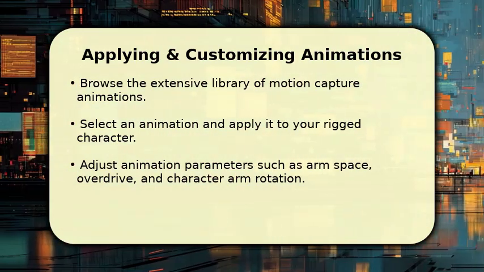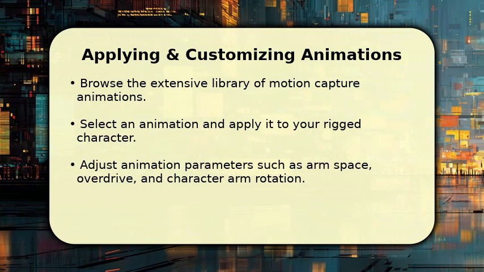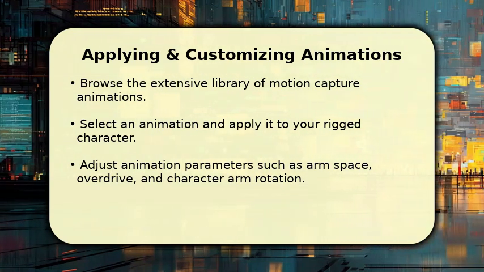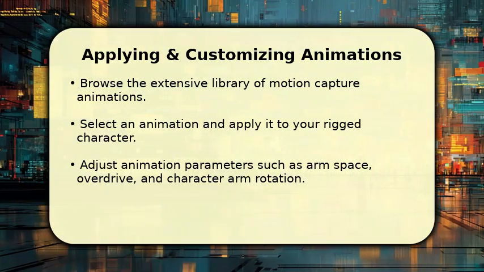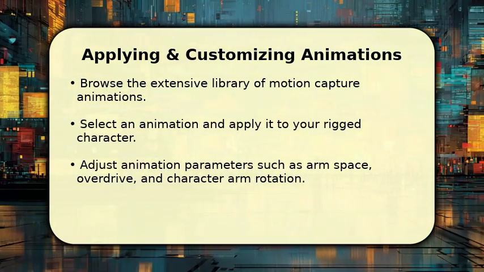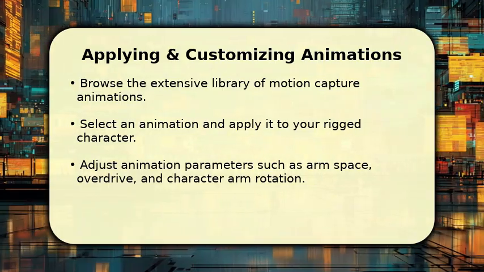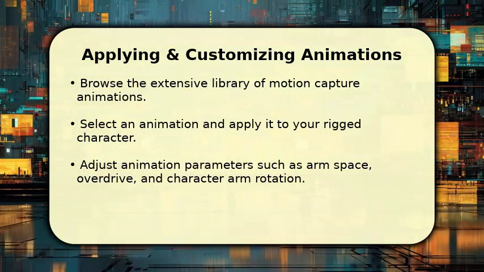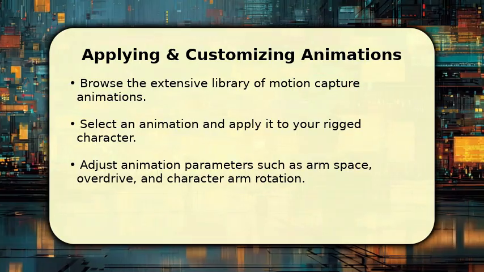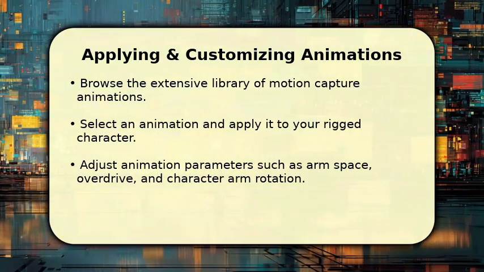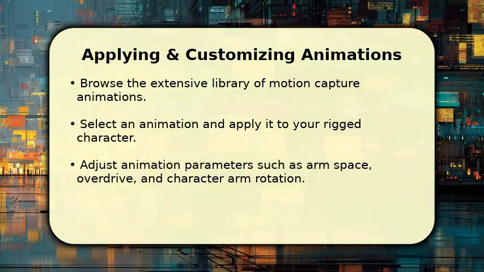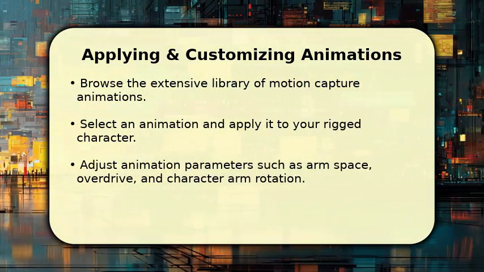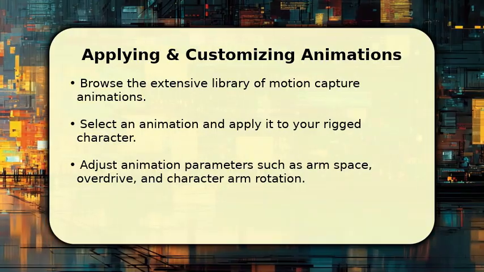Now for the fun part, applying animations. Explore Mixamo's vast library, which contains thousands of professional motion capture animations. Simply click on an animation to instantly apply it to your rigged character. You can then customize it using the sliders on the right, adjusting parameters like arm space, overdrive, and character arm rotation to fine-tune the movement. Experiment with different options to achieve the perfect look for your scene.